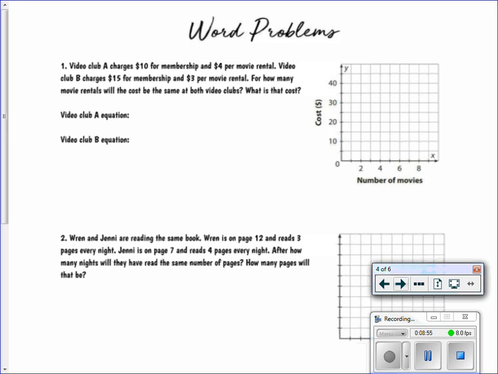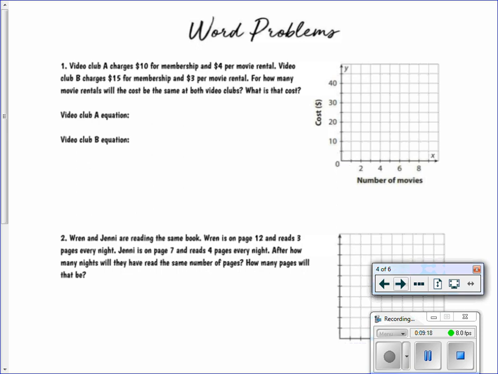So, Video Club A charges $10 for membership and $4 for movie rental. Video Club B charges $15 for membership and then $3 for movie rental. For how many movie rentals will the cost be the same at both video clubs? And what does that cost? That means you need to write an equation first.